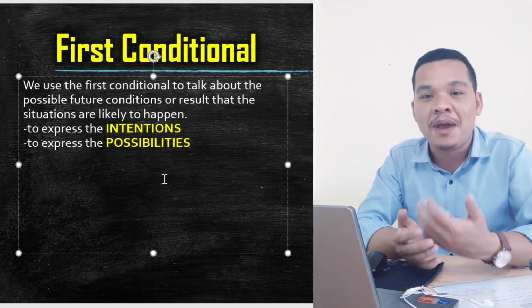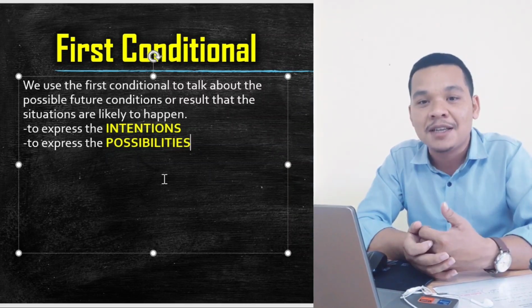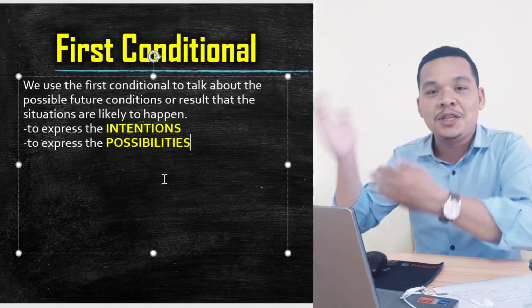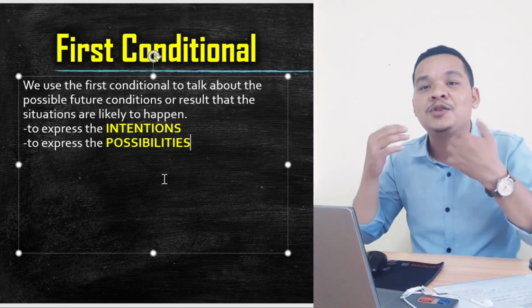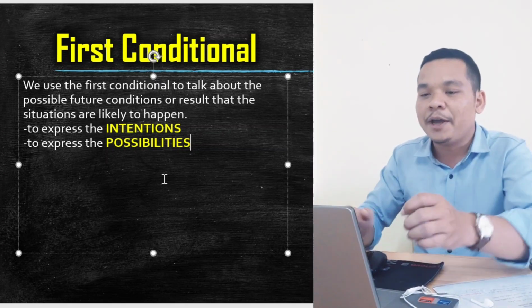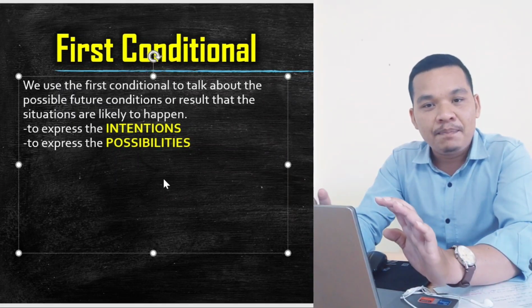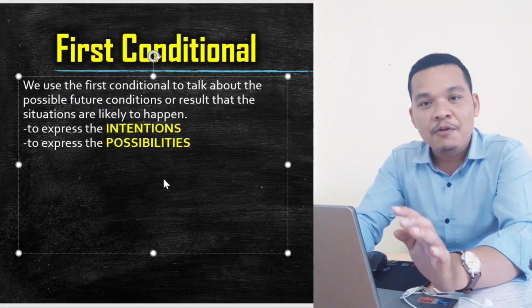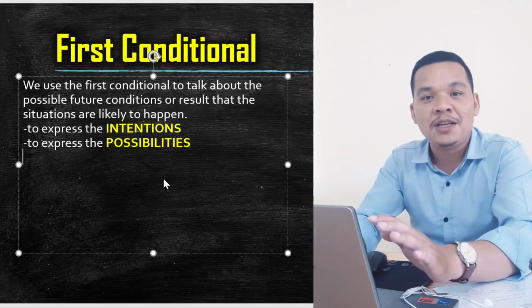So something that you imagine, something that you prepare to do or predict to do, you can use first conditional. The situation in the future can happen or is likely to happen if we try our best to do those things. And as you see, when we talk about the conditional sentence, we also refer to two types of sentence. One is if clause and another one is main clause.